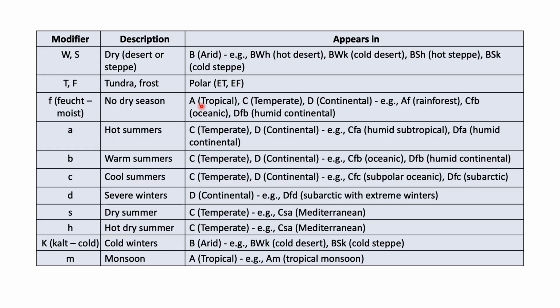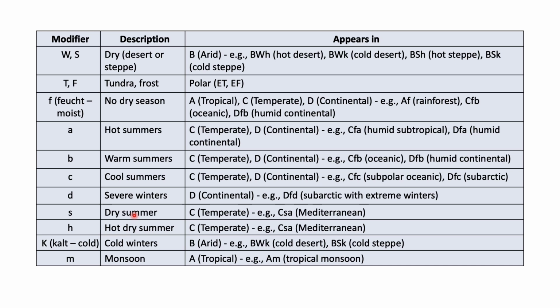So it is present in tropical, temperate and continental areas. A, B, C, D are basically hot summer, warm summer, cool summer and severe winters. And as I mentioned, the hot summer, warm summer, cool summer basically exist in the temperate and the continental areas, whereas severe winters are on the top part of the continental areas we have.